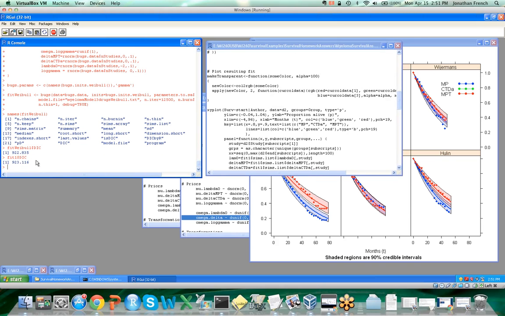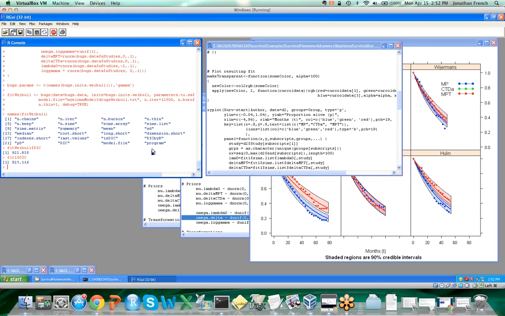Here our DIC for that model was 923.1. So by adding in that shape parameter and some between study variability in that shape parameter, we dropped our DIC by about 0.3. That's a minimal decrease in DIC and would lead you to believe that the simpler model, the exponential model, is just as good at making predictions at that individual treatment arm or observation level as the Weibull model is.